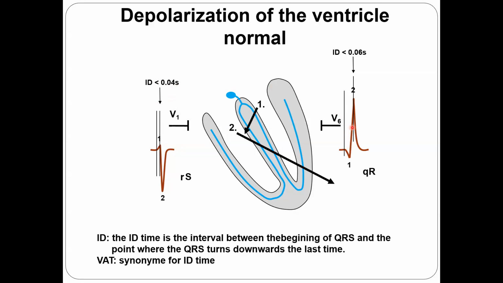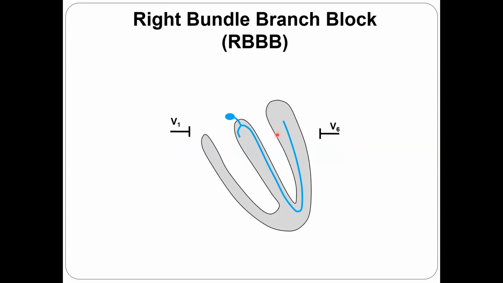However, on the left side, because it's considering the top of the R wave, it is less than 0.06 seconds. That's important because whenever we do have a block, that part of the ventricle is activated later. So if the left ventricle activation time is elongated, it means we have a left bundle branch block. If the ventricle activation time is elongated on the right side, that means we have a right bundle branch block.